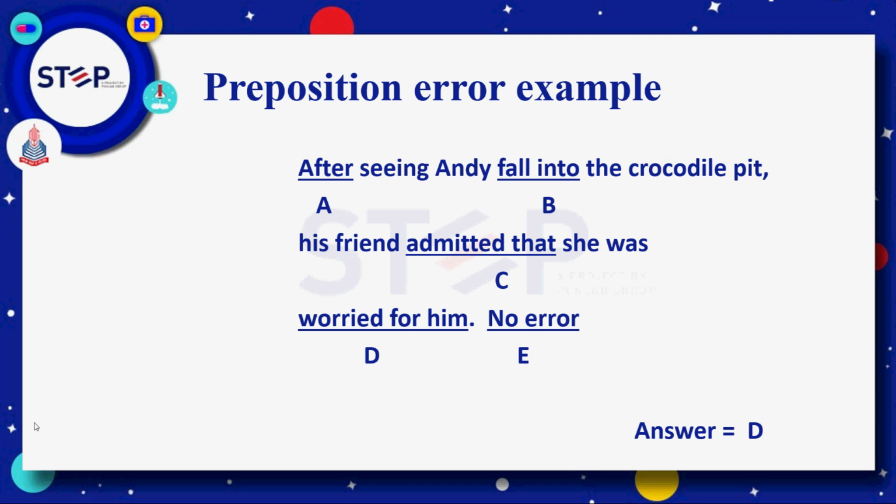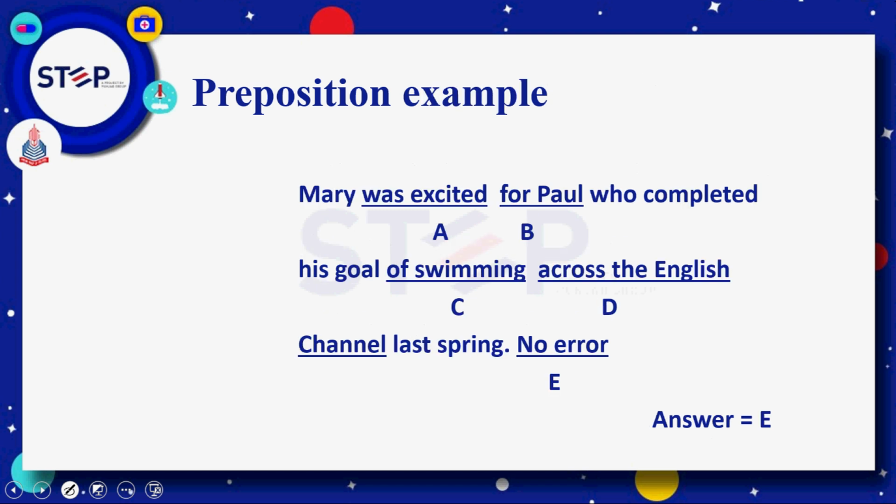Okay, now let's look at one preposition error example in the form of a usage question. The question is in front of you. "After seeing Andy fall into the crocodile pit, his friend admitted that she was worried for him." "To be worried about" is the correct answer. Next, "Mary was excited for Paul, who completed his goal of swimming across the English Channel last spring." In this sentence, there is no error.